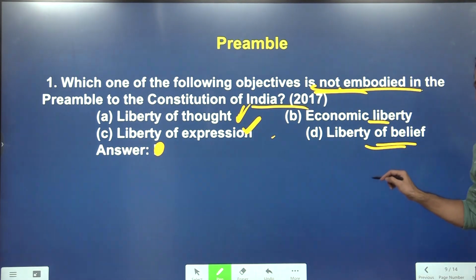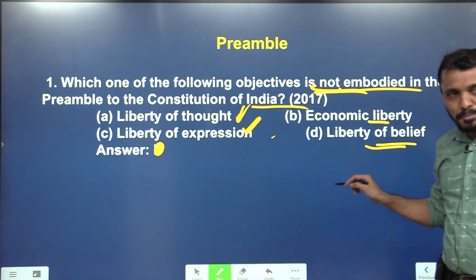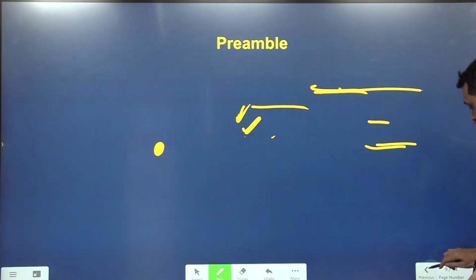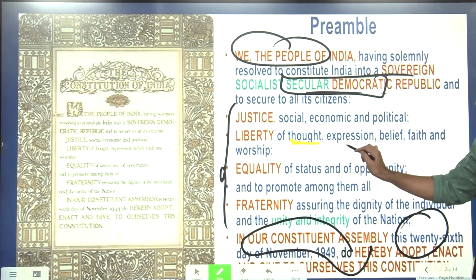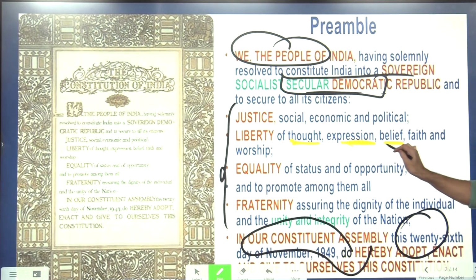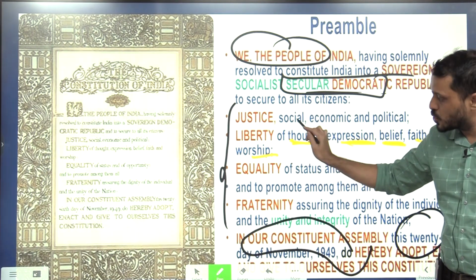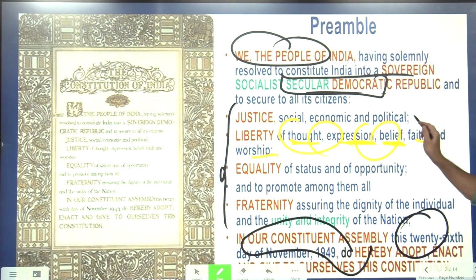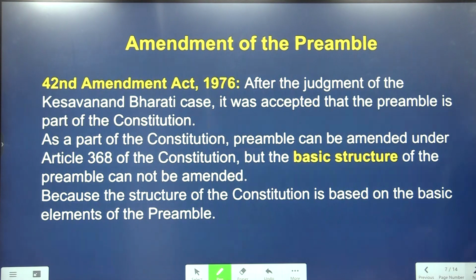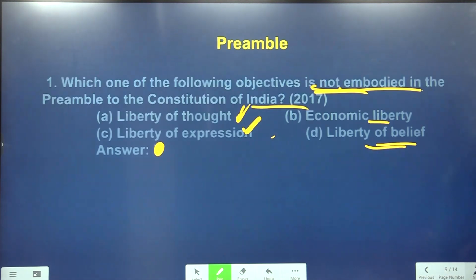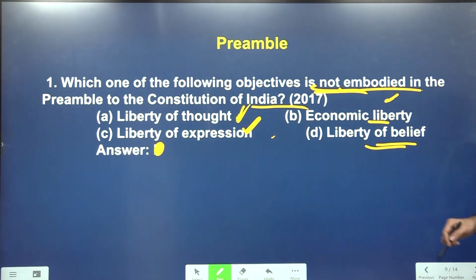See how microscopic they are going sometimes. In the preamble: liberty of thought, liberty of expression, liberty of belief, liberty of faith and worship. Unless you are very sure about this in the tense environment of that exam, it's very difficult to go through. So the obvious answer now, as we are in a comfortable position, is that economic liberty was nowhere mentioned, because you can eliminate the three things.